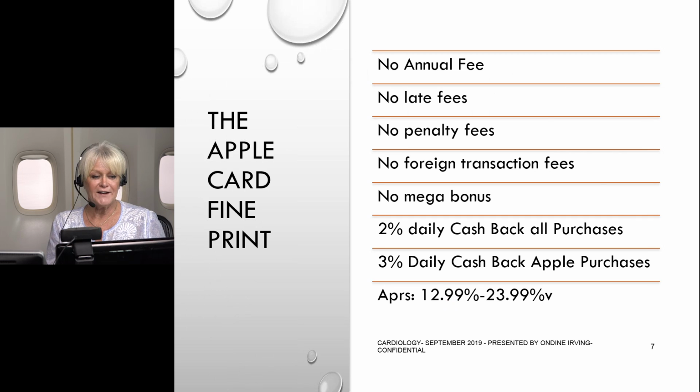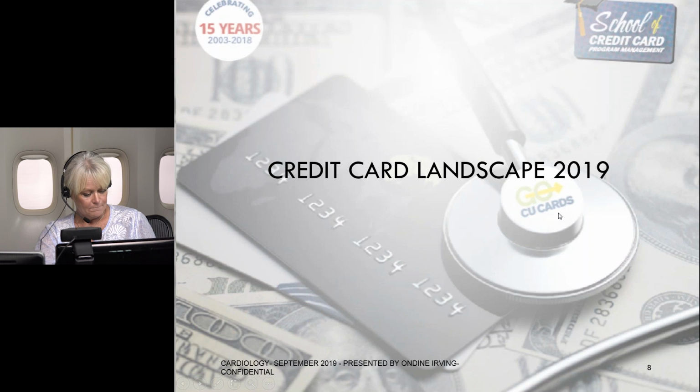So the Apple Card fine print: no annual fee, no late fees, no penalty fees, no foreign transaction fees, no mega bonuses. You do get 2 to 3% daily cash back. It shows up on your phone, and they put it on another card, your Apple Card or your Apple Cash card. And then the APRs range from 12.99 to 23.99%, and they're variable. This model cannot last. I've been doing this too long. If you have any questions, just keep posting them.